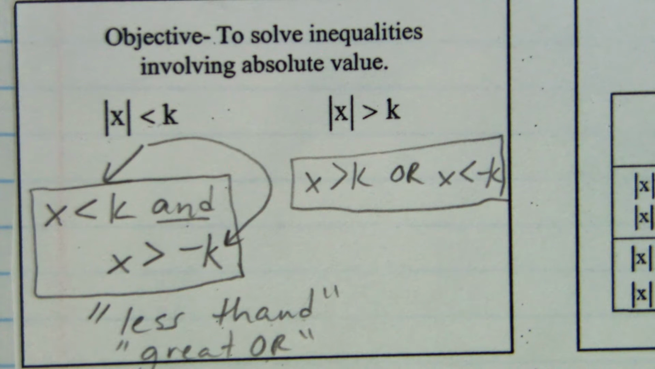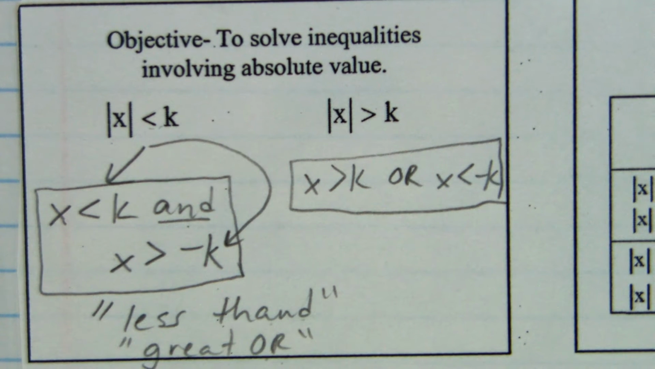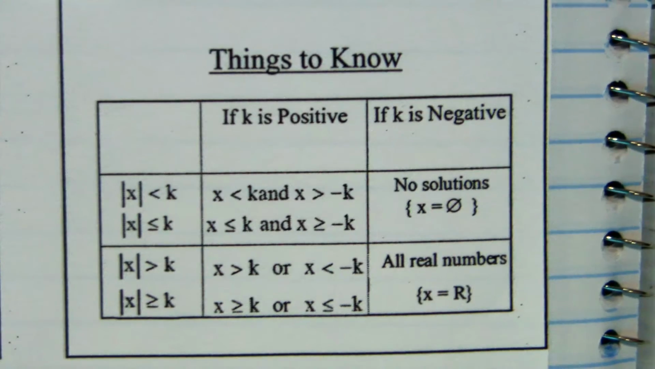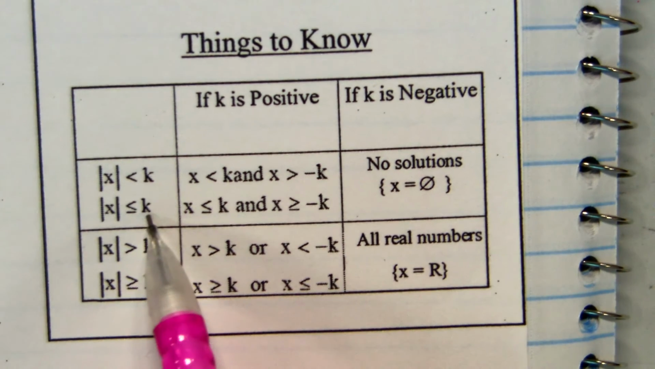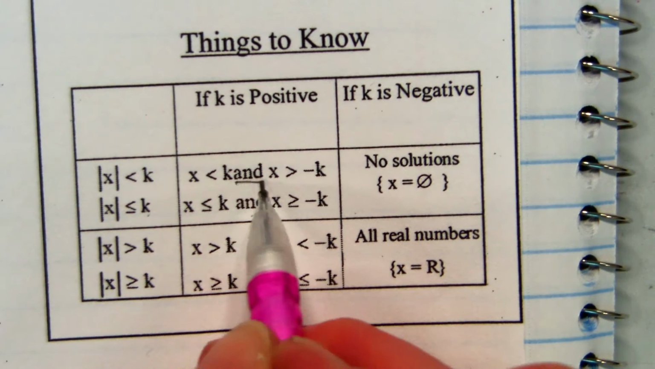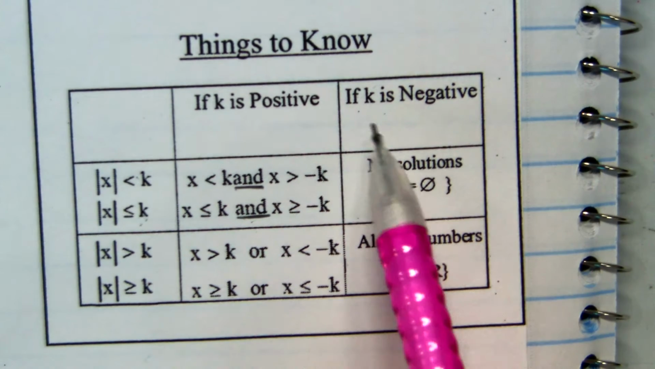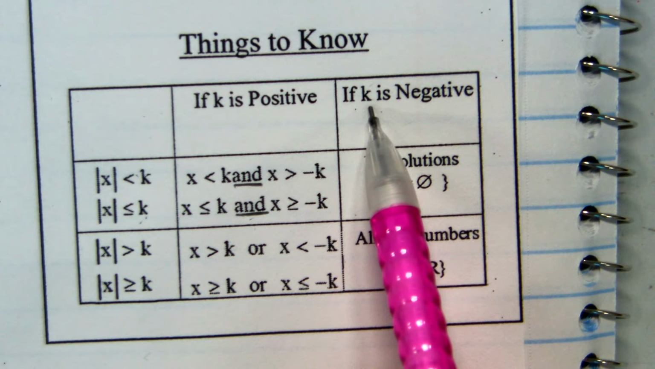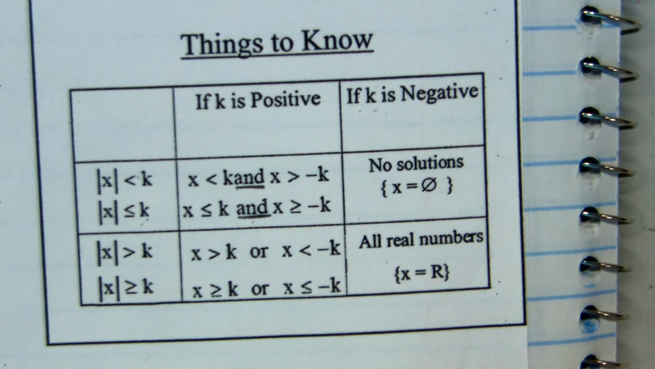And it breaks it down for you in the little table on the next slide, which really doesn't have a whole lot that you have to write. And so if you have less than, it's and. So you can see the little ands in here. Less than is and. If k is negative, it doesn't work and you end up with no solutions, which I'll show you in a little bit.